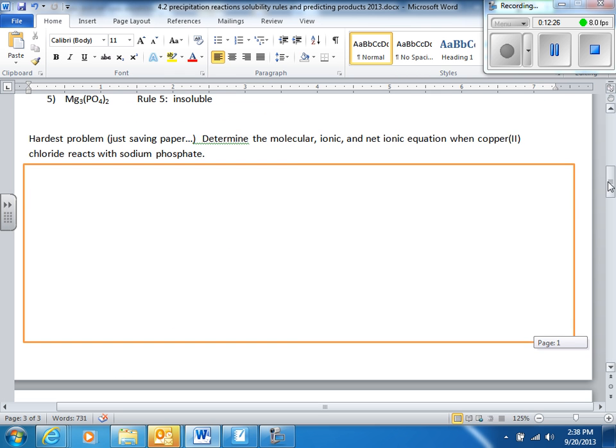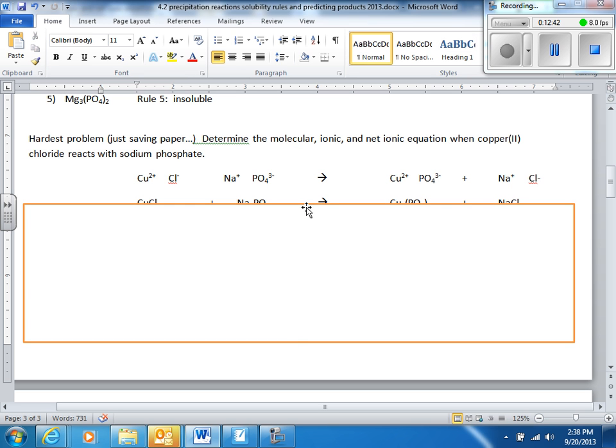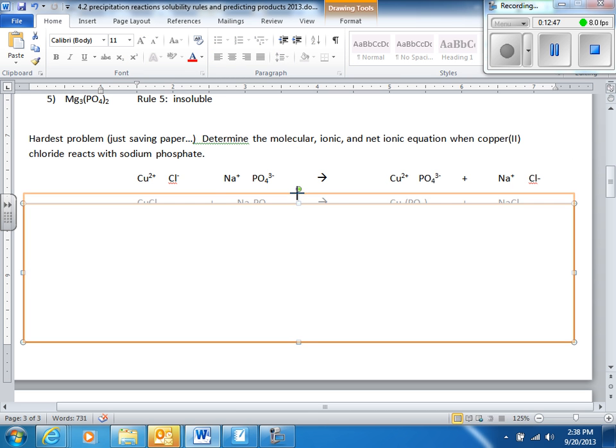All right, that problem up here, we're going to do that one now. That was on your first page. I was trying to save paper. Okay, so first we have to identify who we even have in this reaction. We've got copper 2 chloride and sodium phosphate. So, our ions, we've got the copper 2 and the chloride. We needed our charges. Here we need our charges.